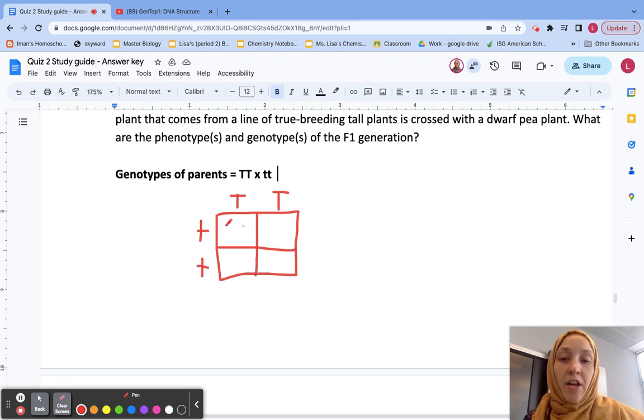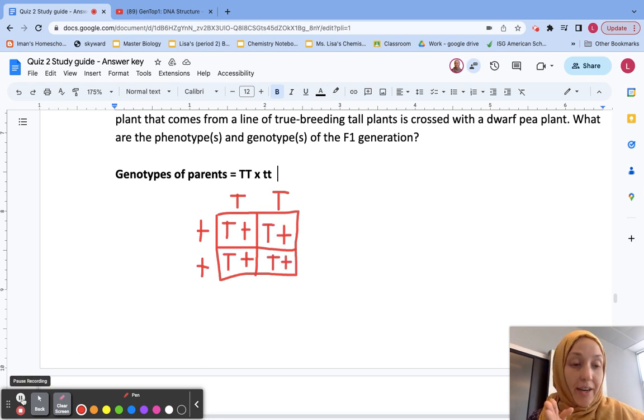Then we're going to ask ourselves, if this gamete was fertilized with this gamete, what would the genotype of the offspring be, or of the zygote? It would be heterozygous: one big T, one small t. So the Punnett square that you should have drawn should look like this. And then let's try and answer the question.